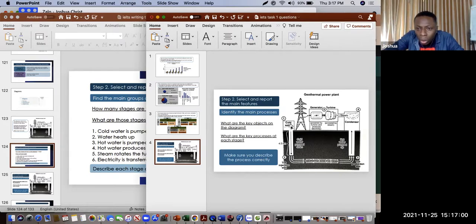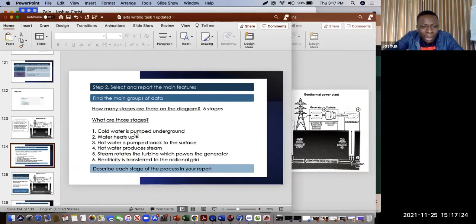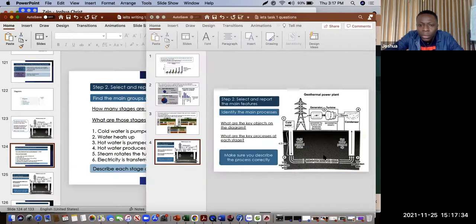Okay. So cold water is pumped down. That's the first one, you see. Then here we can see that there are some hot rocks, and the water has become hot. So the cold water is now heated up here. You may not use the words water heats up, but you can say that the cold water is heated up, or heat is added to the cold water, to become hot, or the cold water is made hot here.